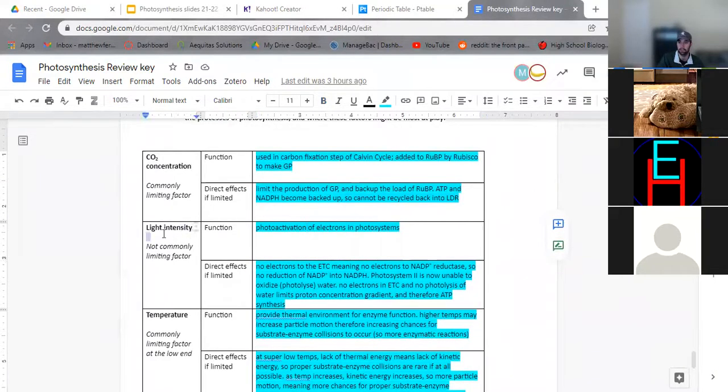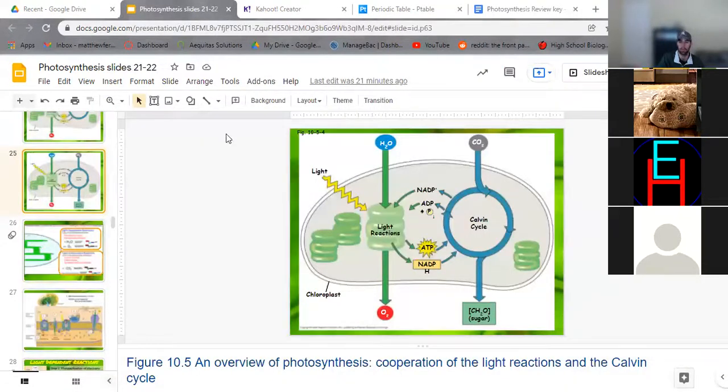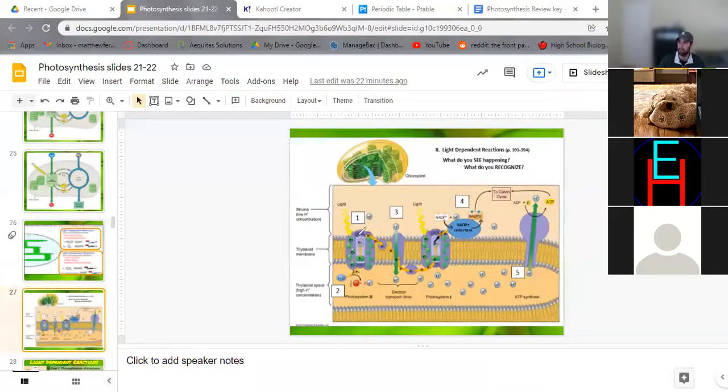Something like light intensity. Why is light necessary in photosynthesis? What does light do in photosynthesis? It excites the electrons. Photoactivation of electrons, photolysis of water. And so if we don't excite the electrons, then we don't even have electrons to go through the ETC, which means we don't have electrons to give to NADP plus reductase. So we can't reduce NADP plus into NADPH. Or we don't have the proton concentration building because we don't have any electrons flowing, which means this pumping isn't happening.